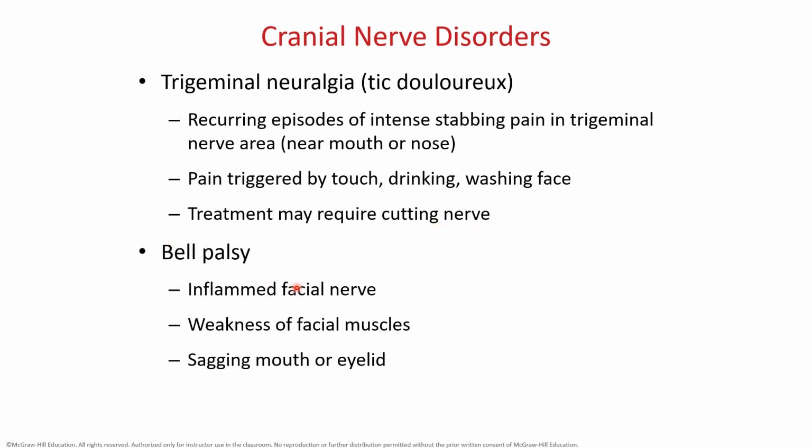Also, we have Bell's palsy. This is the inflammation of the facial nerve, which is going to cause weakness of facial muscles. This patient would have a sagging mouth and drooping eyelids, so it would really affect their facial muscles, and you would be able to see that.